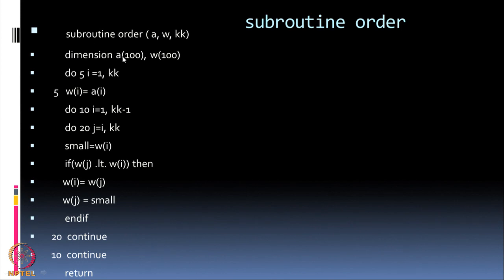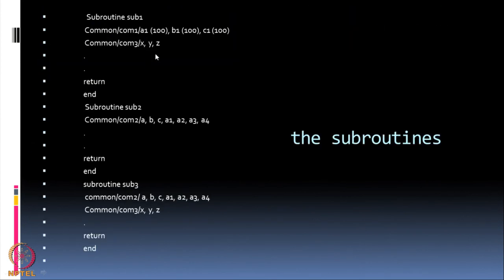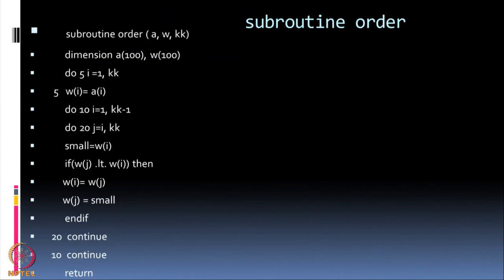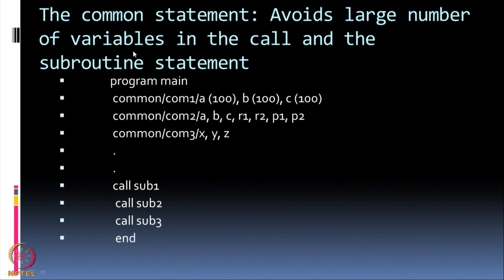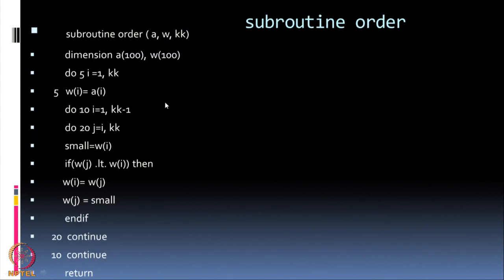Now, the dimensions of a and w in the subroutine should match exactly the dimensions of a and w in the main program. So, if they do not match, then there will be a huge problem. So, make sure that whatever are the dimensions in the main program, exactly the same dimensions are there in the subroutine. So, once you go to this subroutine, now this is subroutine order. The main program calls it by a call order a comma w comma kk, and in the subroutine the dimensions of a and w should be identical with the dimensions of a and w in the main program.